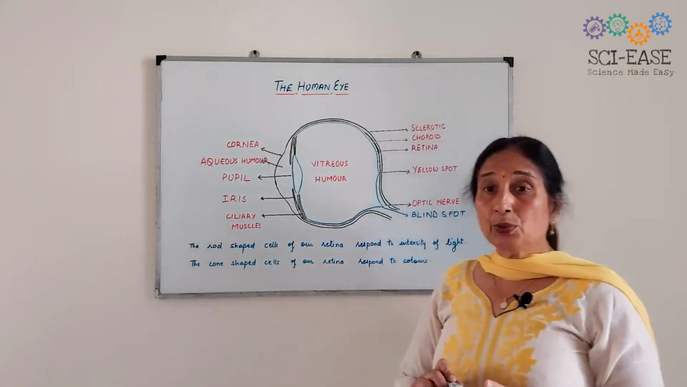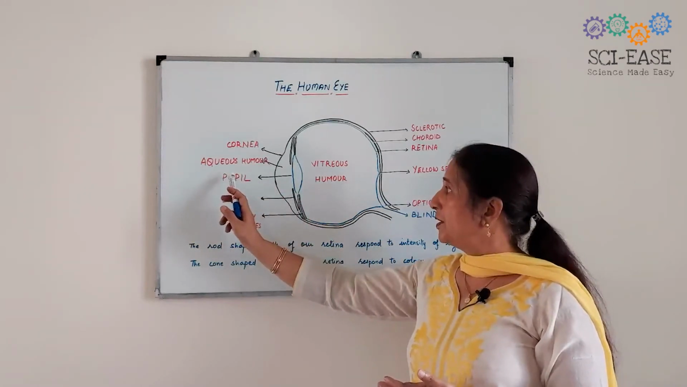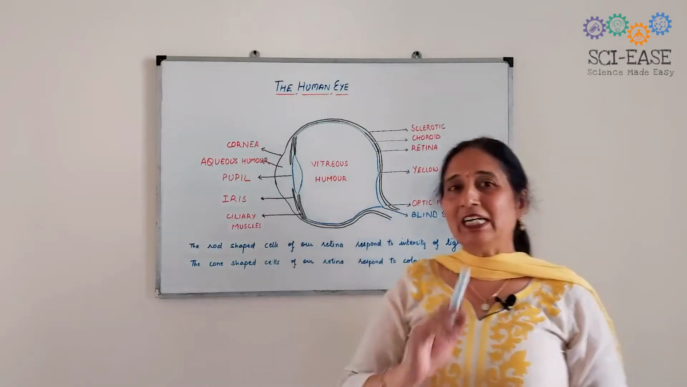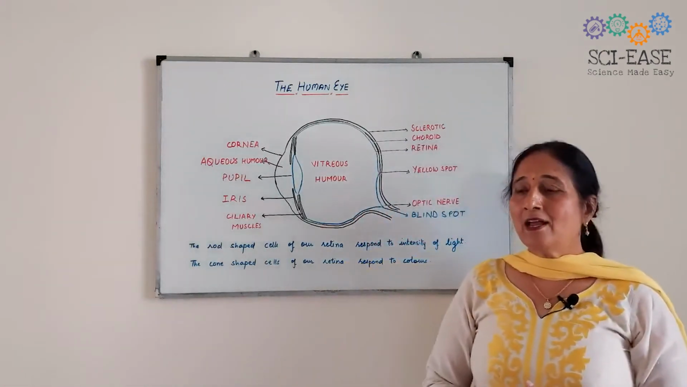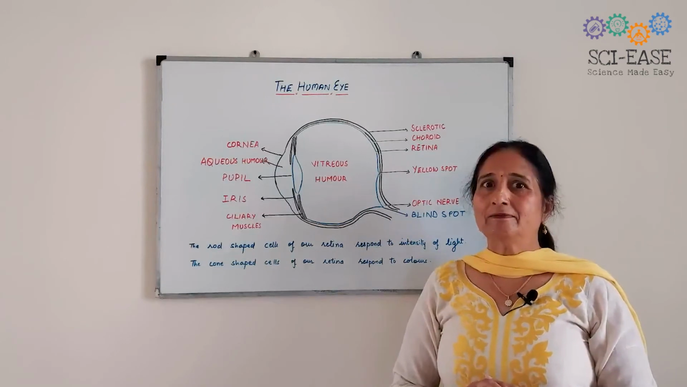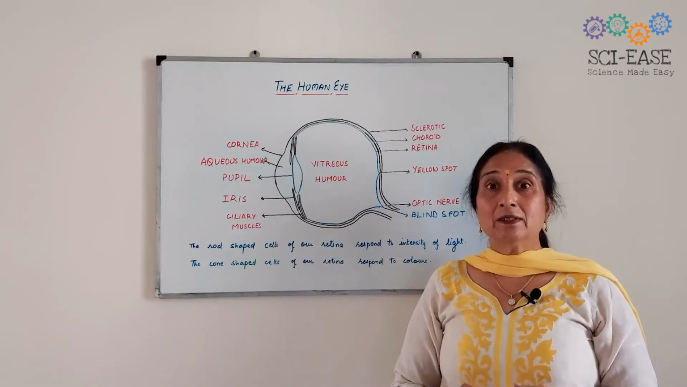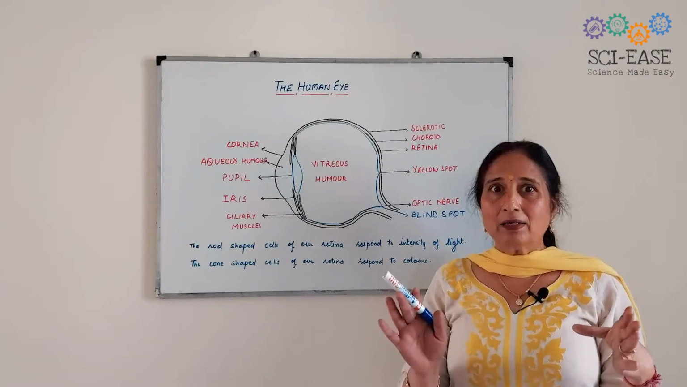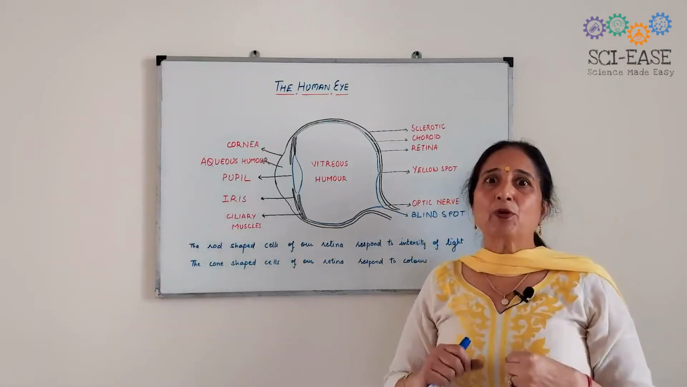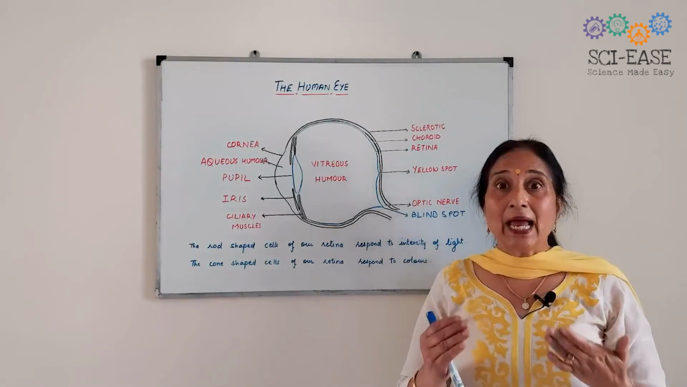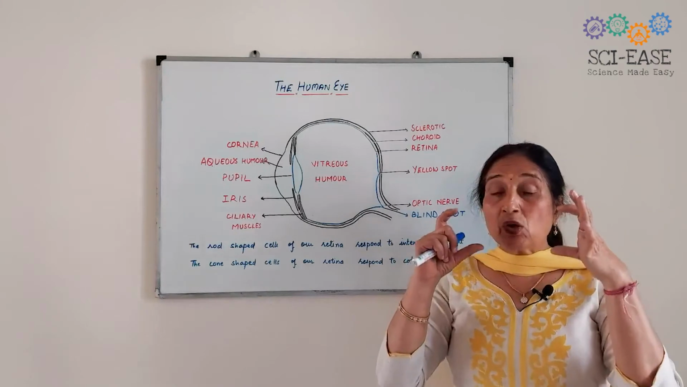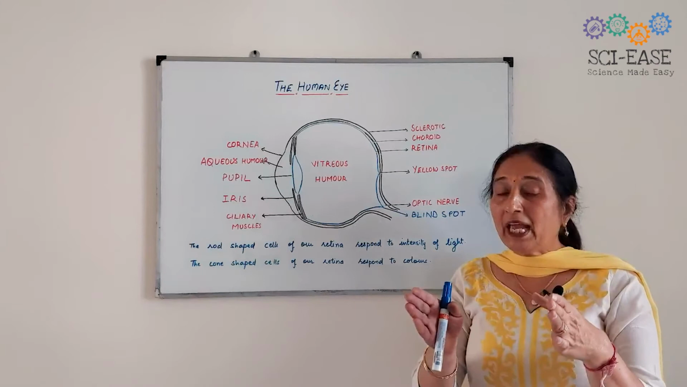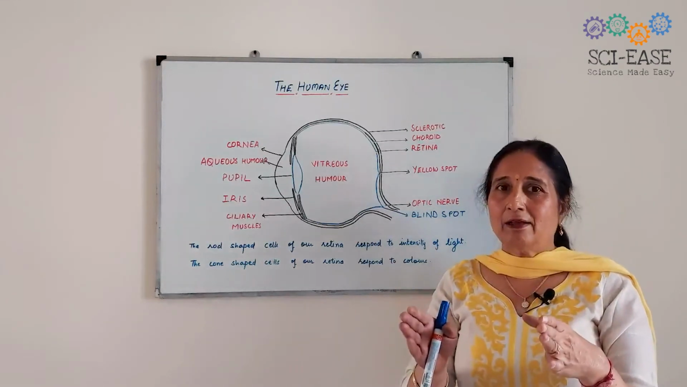Now I will tell you the function of the iris and pupil. We will take one example. When we go to the cinema hall, there is less light, it's completely dark. We will dilate our pupil. The iris will help in increasing the size of the pupil. And then we will be able to see our seat.